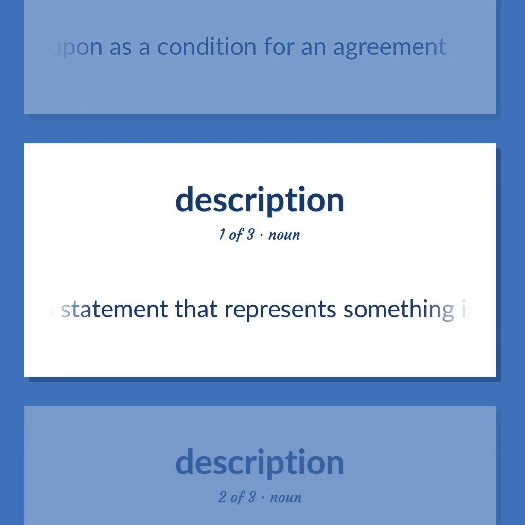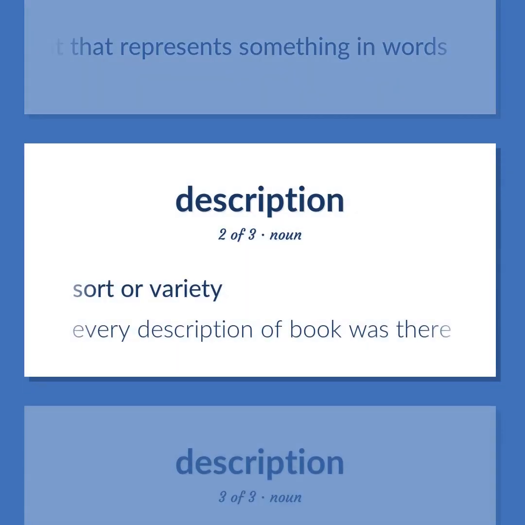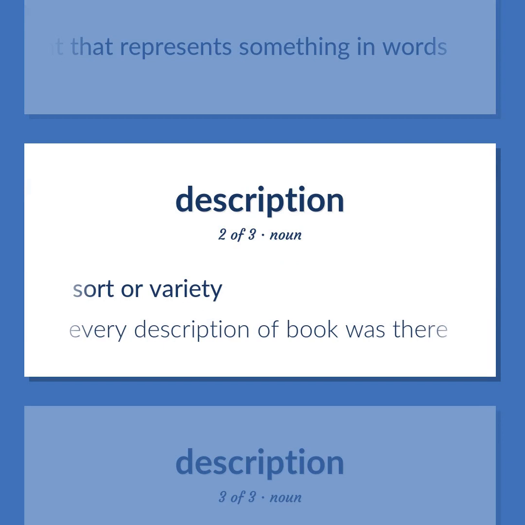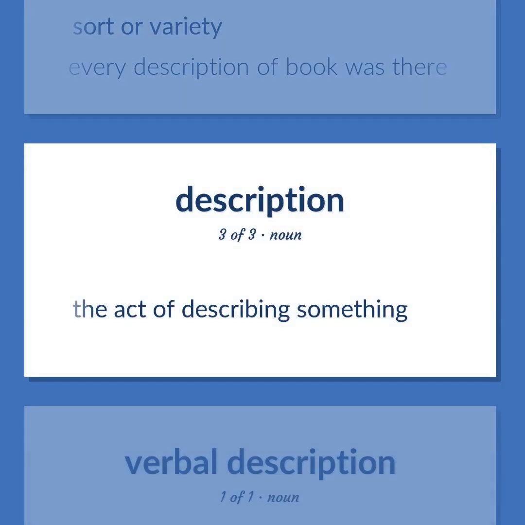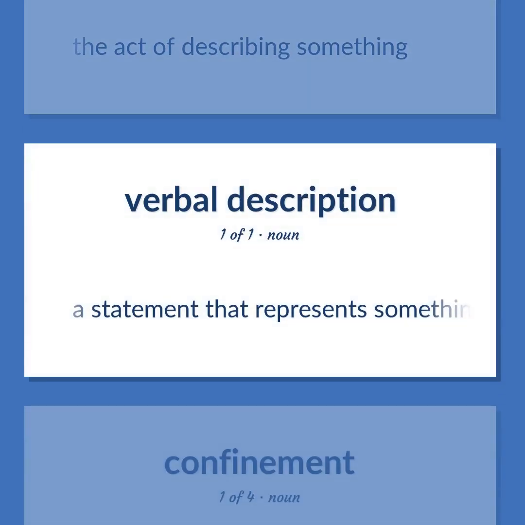A statement that represents something in words. Sort or variety. Every description of book was there. The act of describing something. A statement that represents something in words.